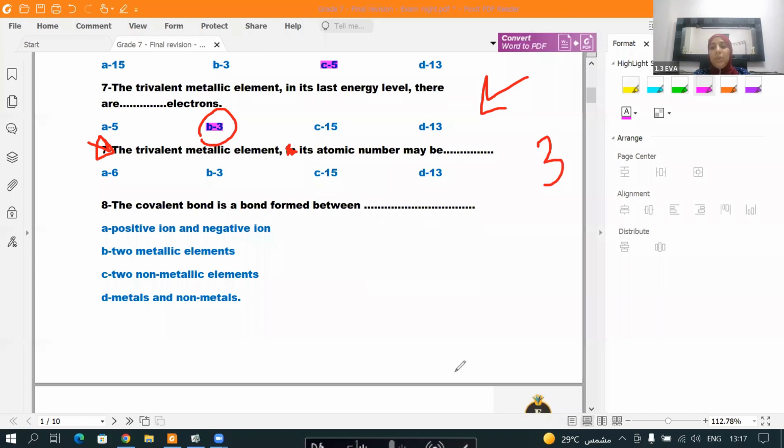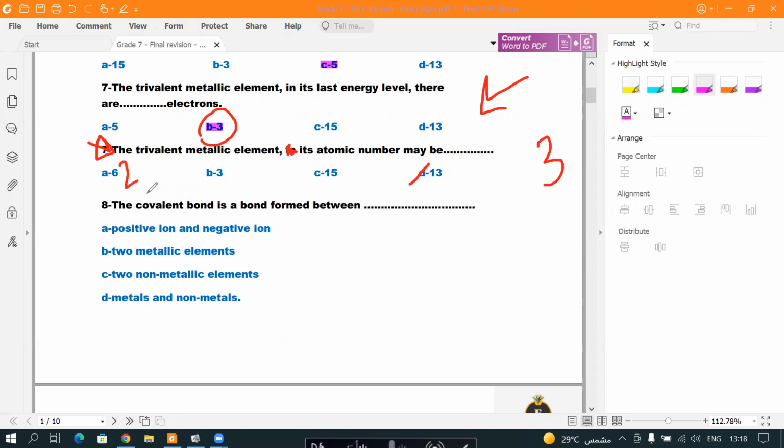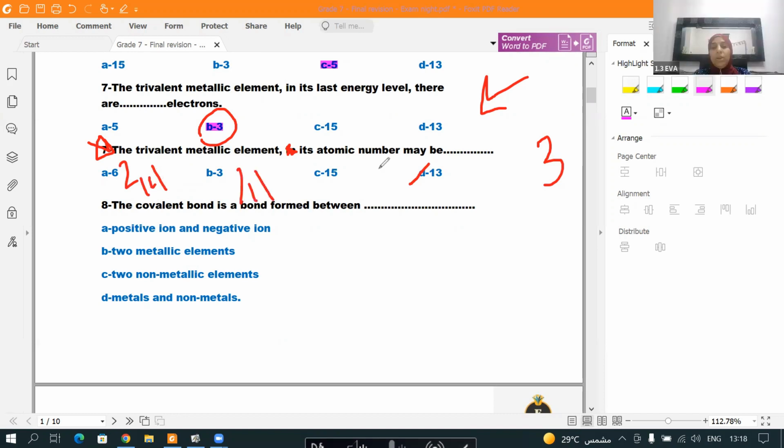Can you complete this question with me? Maybe 13. Yeah, 13. Because, guys, if you look here, this is 2, 4. This is 2, 1. This is 2, 8, 5. And this is 2, 8, 3. So if it's a trivalent metallic element, it must be this one. Here, 3 electrons, which means it's metallic and trivalent because it's going to lose these 3 electrons. Okay? So here it will be 13.